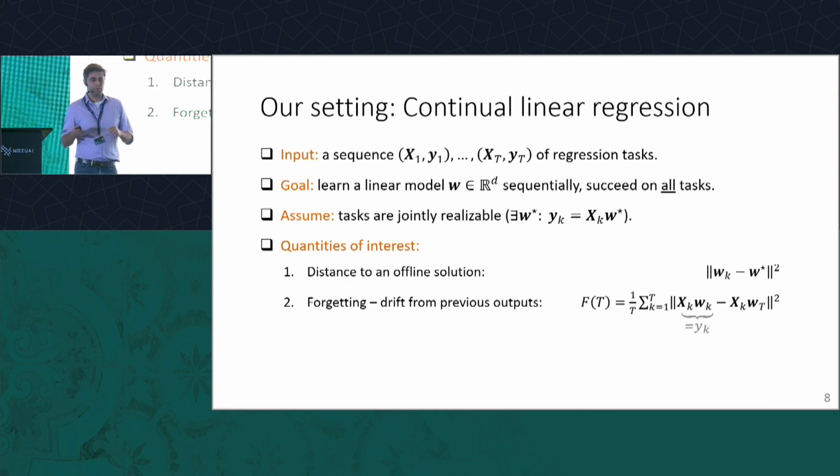And the second thing is forgetting. What is forgetting? It means, what is our prediction on a previous task in comparison to the best prediction, where if we had done optimally on the task, we would have just predicted the correct label, in comparison to what we predict now after we've seen all the tasks. How much have we forgotten since we saw that task? We average this over all the tasks. This was a common definition in previous work.